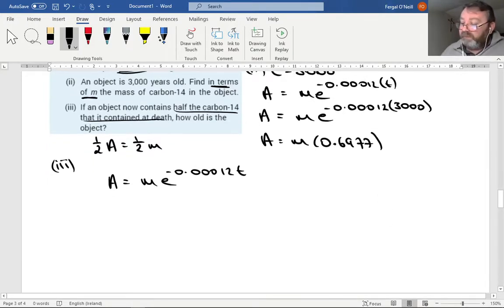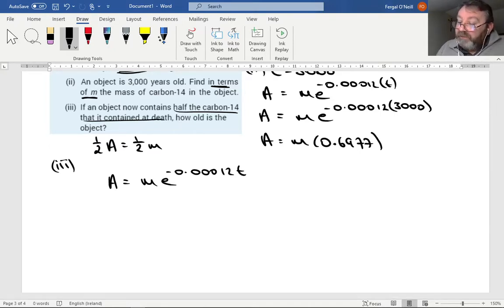Now be careful, we want half the amount. Just check that. It says if an object now contains half the carbon-14. So I want half the amount of carbon-14 equals M e to the minus 0.00012 T. Now we've got a problem. We've got 3 variables. I can't solve this with 3 variables. I can't even solve it with 2. I can only solve it with 1. Is there any way that I can interchange half the amount in order to match either of these 2 variables here? And the answer is yes.